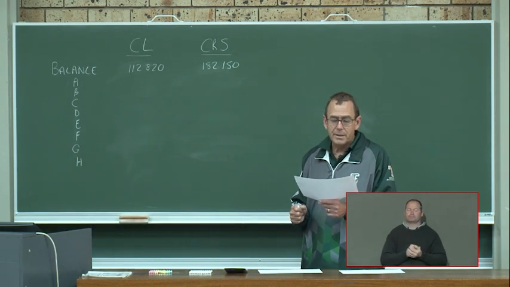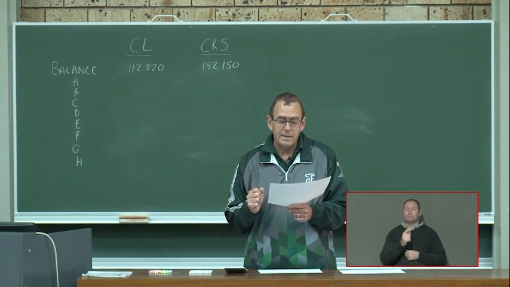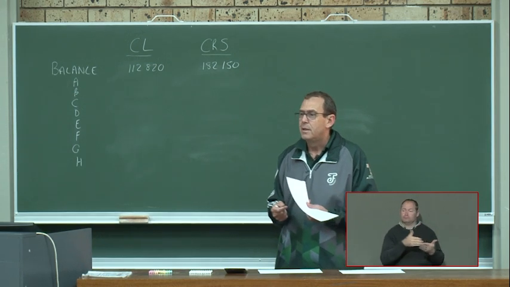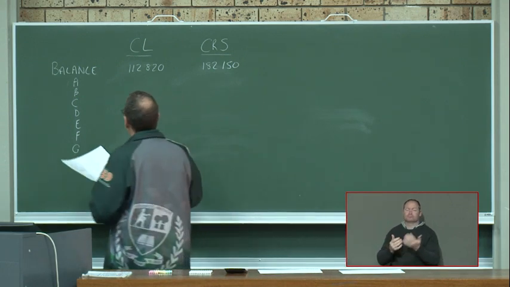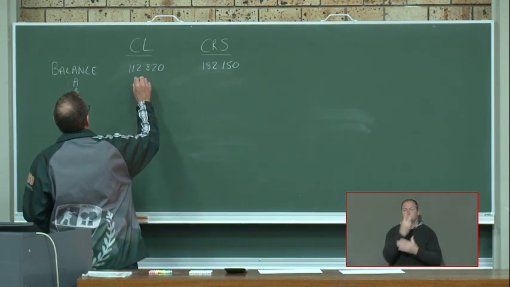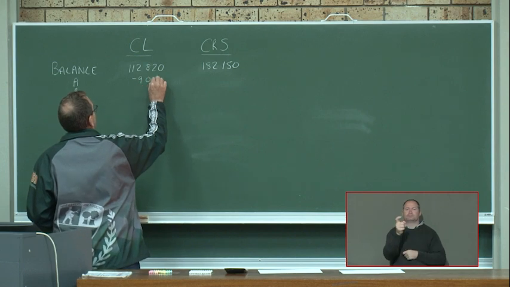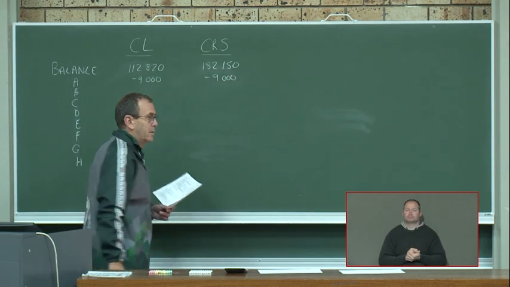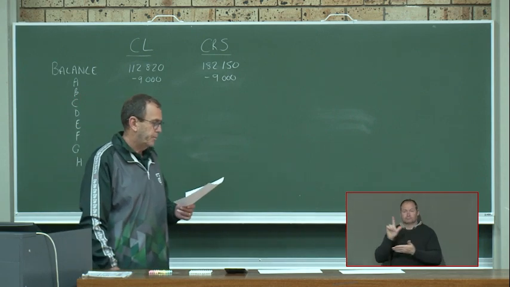They say a payment by us was omitted from the ledger and the statement. So a payment must be subtracted from both, and that was 9,000. So we minus 9,000 in the ledger and in the statement. So we must subtract it from both.